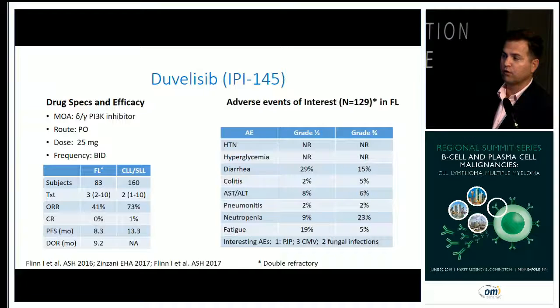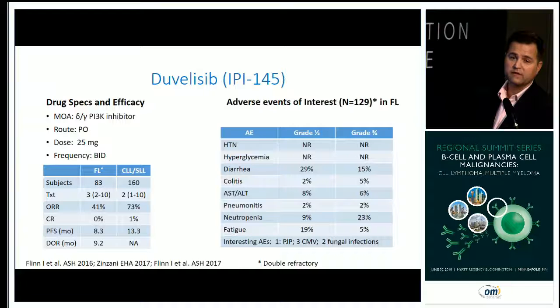Where in CLL, the overall response rate was 73% and 1% CRs, and this was taken from the most recent reported DUO study where it was compared against ofatumumab, but this did not include the crossover data. So this drug did not report hypertension or hyperglycemia. I think at the time, the alpha effects may not have been known. The diarrhea, colitis, and ALT events, diarrhea, all grades, came in at 44%, but again, the majority within this class remained low grade.